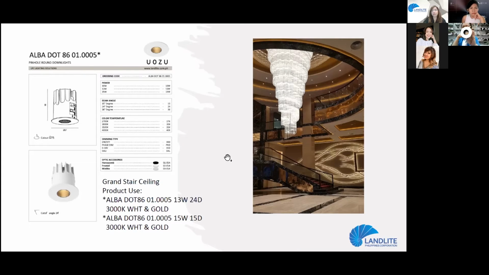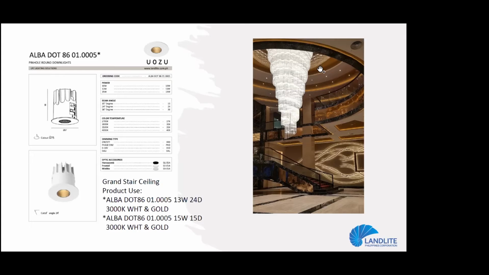You will find that Gilbert used 2 wattages for this one. One is 13 watts, 24 degrees, and one is 15 watts, 15 degrees. Now, you can see the moving arrow, like my arrow, right? What is this? What is this, the hand? Okay.